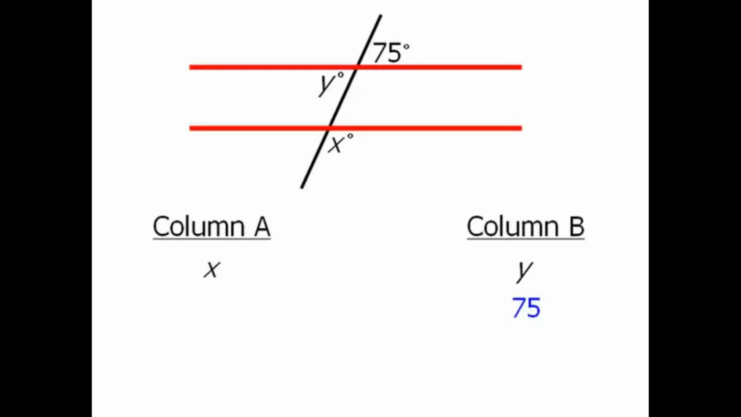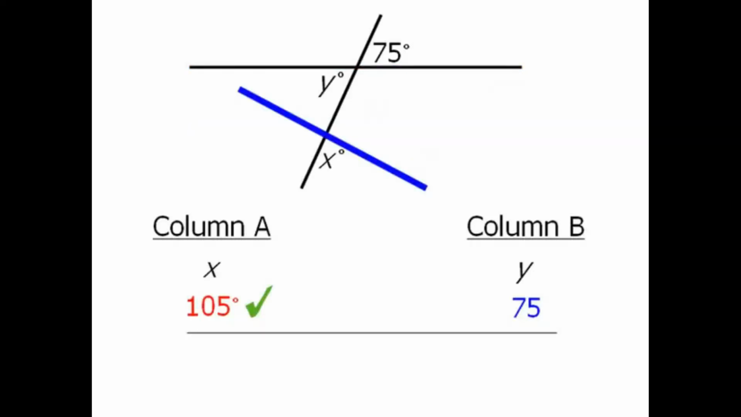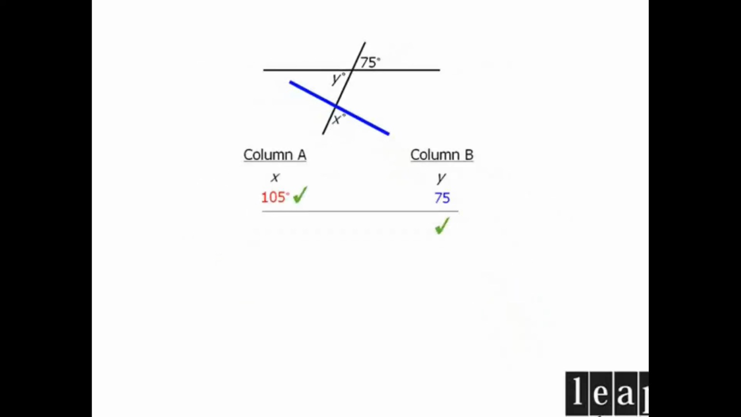Now let's consider one possibility that they are parallel. If this were true, then this angle here would be 75, which would make angle X 105 degrees. In this case, column A would be greater than column B. However, as I said, we cannot assume that these two lines are parallel. So it's quite possible that we could move this line as follows, such that column B is now greater than column A. So since we cannot be certain which column is greater, our answer here must be D.